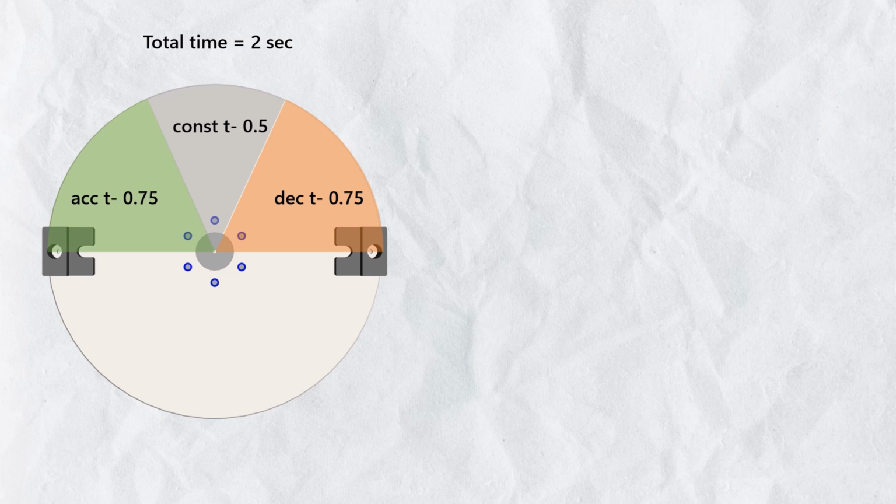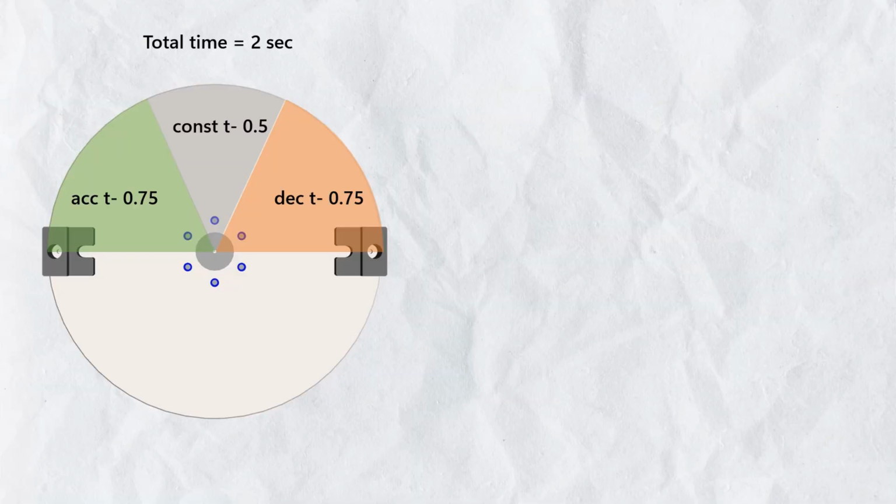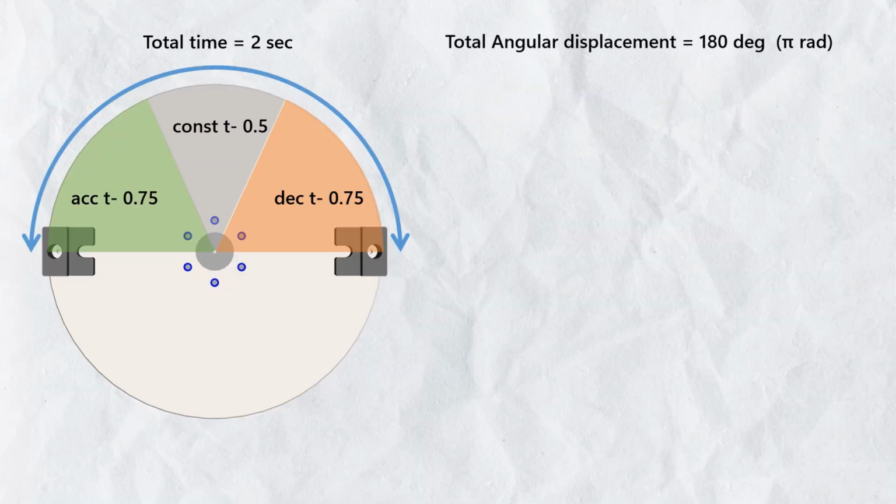Actually, this division is up to you, up to the programmer. And the thing is, you just have to give more time, or we can say enough time, for acceleration and deceleration as much as possible. I hope you got it. So we have the total angular displacement of 180 degrees, pi radian. So we can use the angular displacement equation for each stage. Angular displacement equals half, initial angular velocity plus final angular velocity, into time.